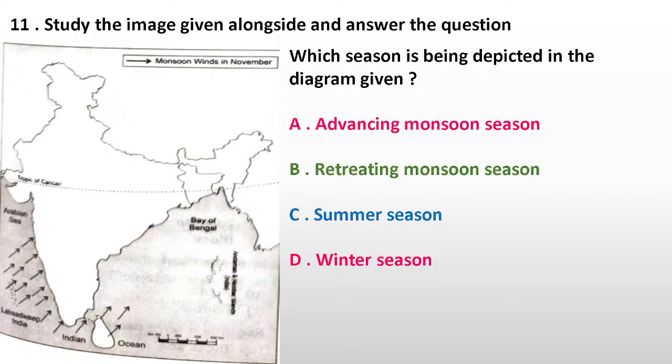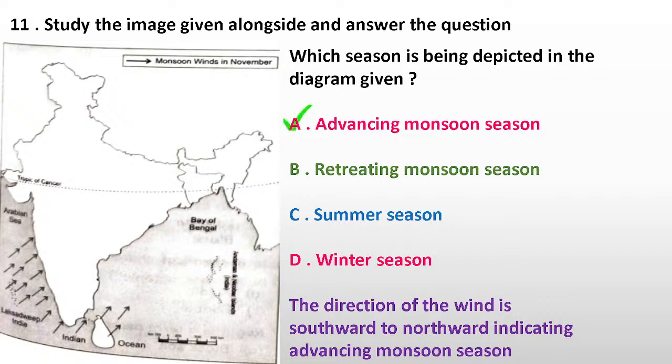Come on. Look at this properly and answer. Which season is being depicted in the diagram? And the correct answer for this question is A. It's advancing monsoon season. Correct Arushi Shah, correct Mayank Raj, correct Kavya. See, the direction of the wind is southward to northward, and this indicates the advancing monsoon season.